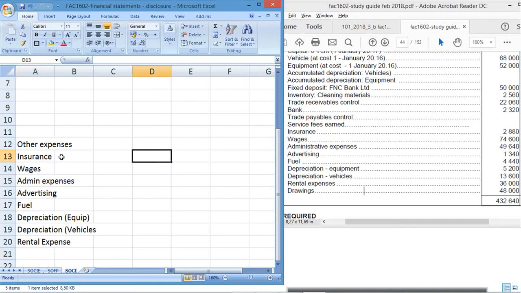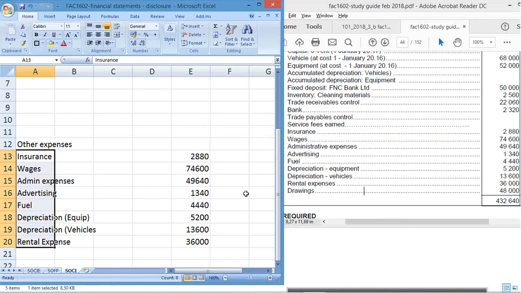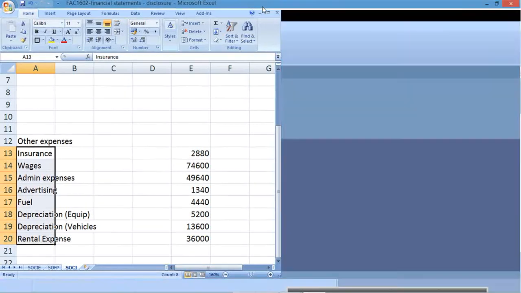Now we just need to put the amounts in as is, which could change depending. So you put them in as a bracket next to it. I'm just going to write them in the column and update it if we need to do any adjustments. 2880, 74,600, 49,640, 1340, 4440, 52, 13,600 and 36,000. Okay, and that will be a bracket over here, but I'll just update these if we need to change it. Okay, so that's good.